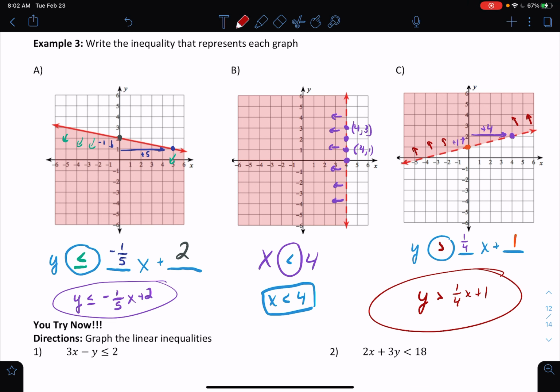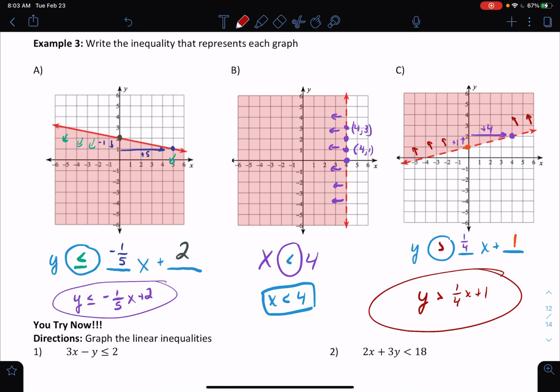So that's how you write the inequality based off of a graph. There are several components you need to look for. You need to look for the y-intercept, the slope, and then figure out what inequality symbol you're going to use. So you need to look: is it a solid or dashed boundary line, and do I shade above or below my line?